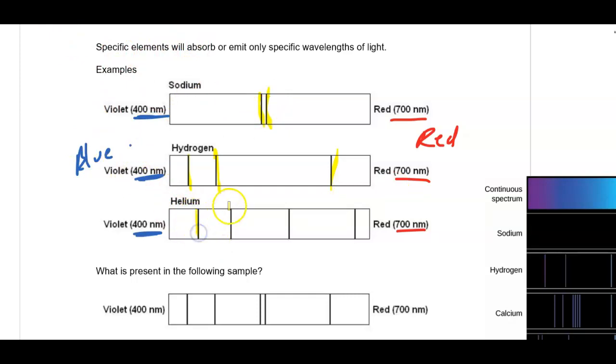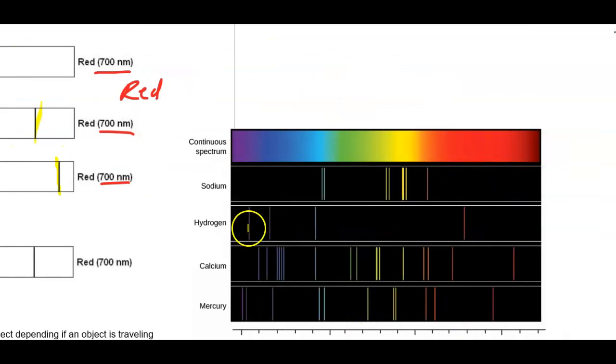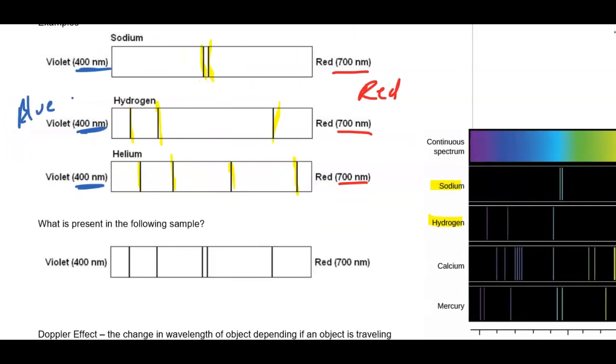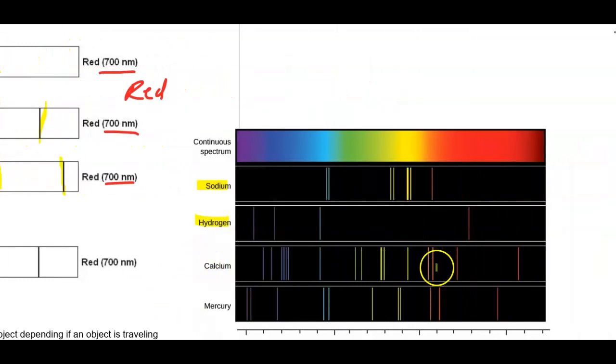And in fact, all elements have this very specific set of spectral lines. Here we see the full-on ones for sodium and hydrogen, which we had the simplified diagram version of over there. Helium's not on this chart, but we've got calcium and mercury, and each element has its own unique patterns of light.